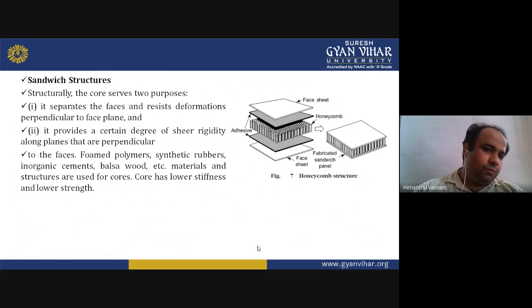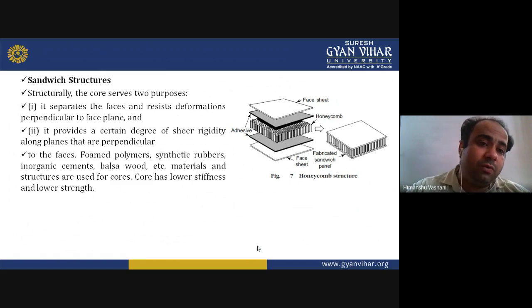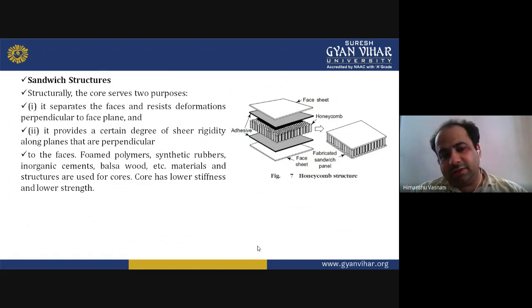Okay, the two purposes are, it separates the faces and resists deformations perpendicular to the face plane, and second, it provides a certain degree of shear rigidity along planes that are perpendicular to the face. Foam polymers, synthetic rubbers, inorganic cements, balsa wood, etc. materials and structures are used for cores. The core has lower stiffness and lower strength.